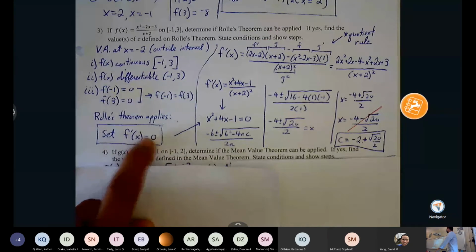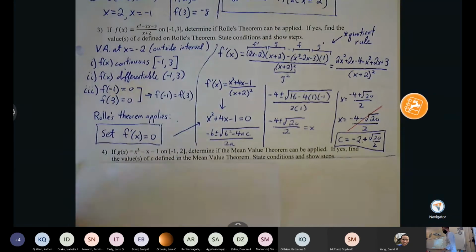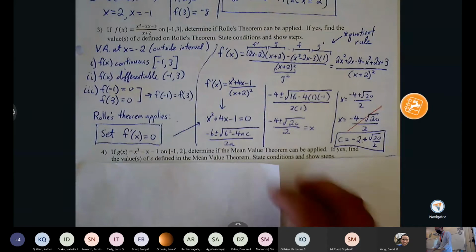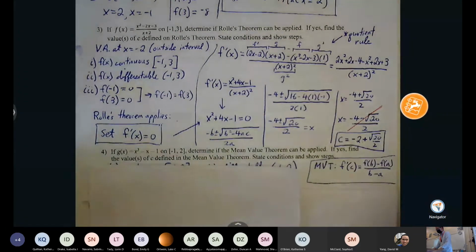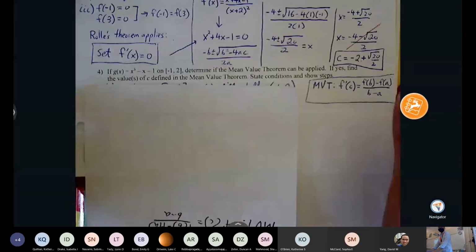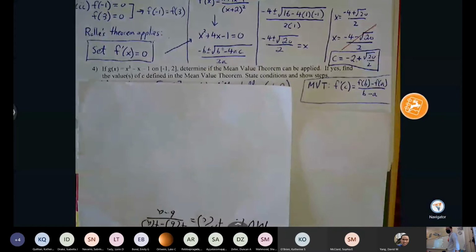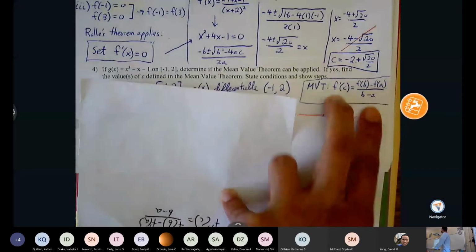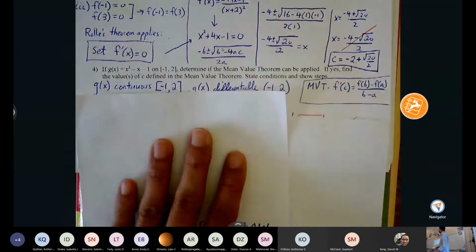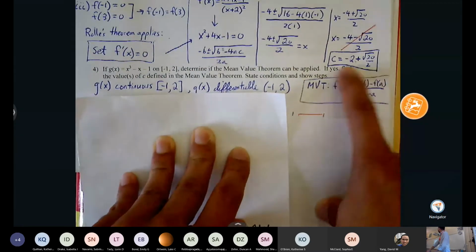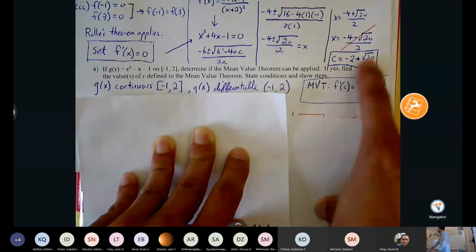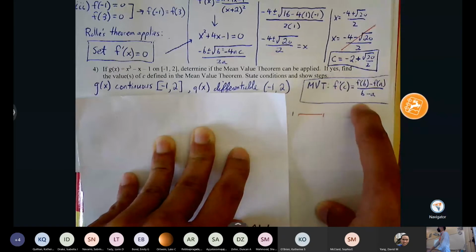And then we're going to set f prime equal to that slope. So number 4, the nice thing about number 4 is it's a polynomial. So the first two conditions are going to pass without any issue. So we can move directly into beginning to work our theorem. So a lot of things going on here, but what should we do first?